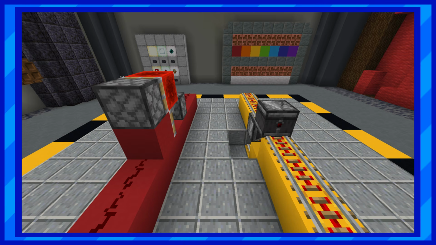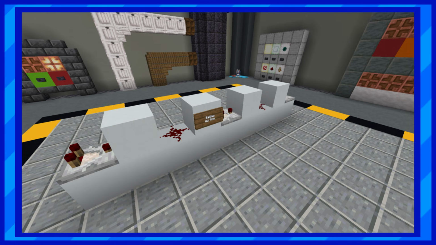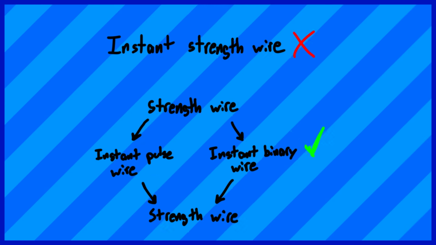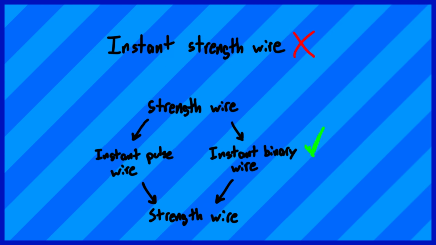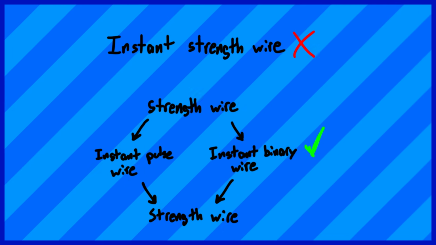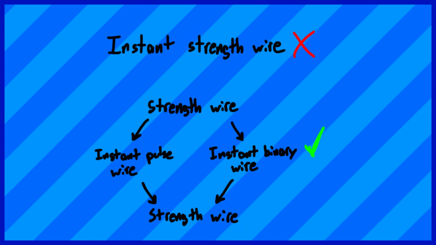There are ways to make instant wires for binary and pulse wires. Strength wires can't be instant, at least to my knowledge, so if you need to send a signal strength really quickly, you can use one of the methods that I mentioned earlier to convert that strength into another type of signal, and then convert it back where you need to use it.